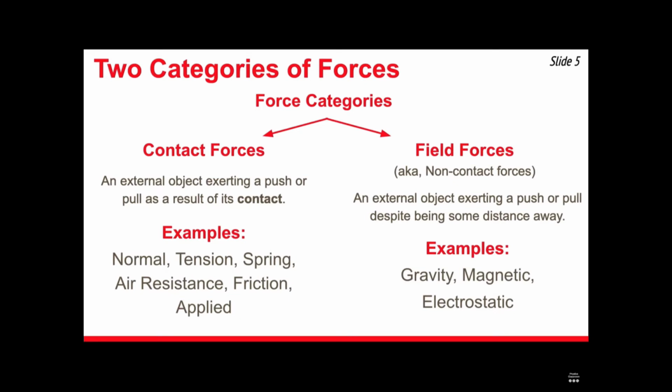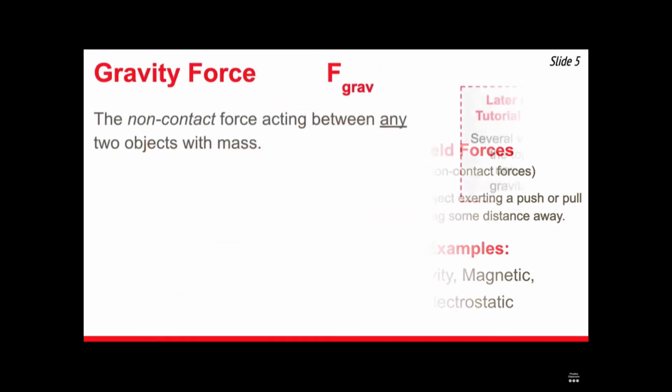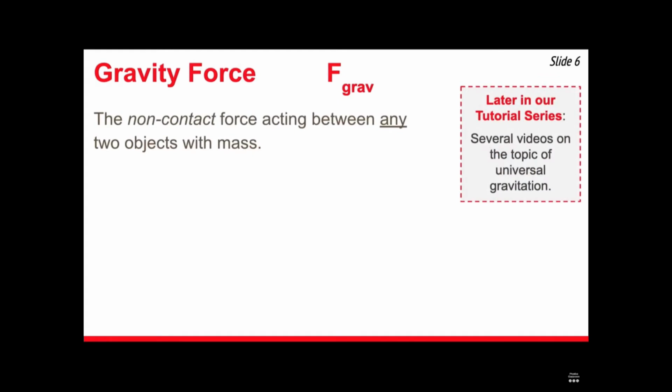You don't have to be touching the earth to experience a gravity force. 2 magnets don't have to be touching to exert a push or pull on one another. And 2 charged objects don't have to be touching in order to exert an electrostatic push or pull on one another. The first force we'll talk about is the gravity force.